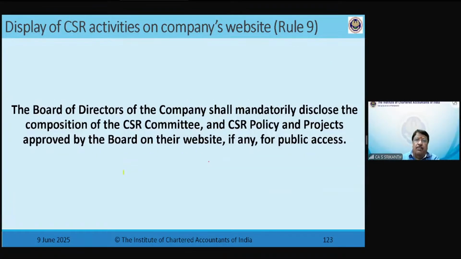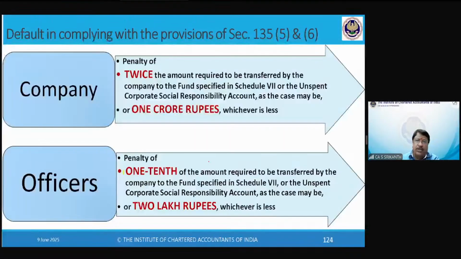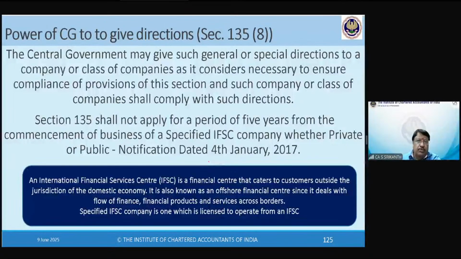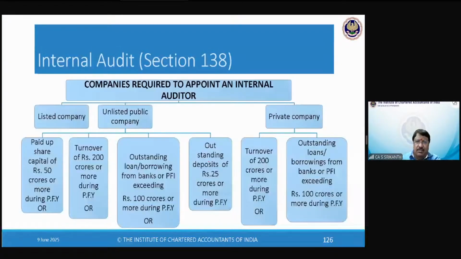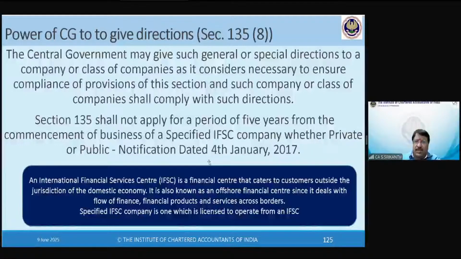The composition of the CSR committee should be disclosed. In case of default, the penalty on the company is twice the amount required to be transferred to the fund. Be very, very careful. If you don't transfer, the penalty is twice the amount required to be transferred, or 1 crore, whichever is less. The penalty on officers is 1/10 of the amount required to be transferred by the company, or 2 lakhs, whichever is less. Right? The central government may give special directions. So this is CSR.